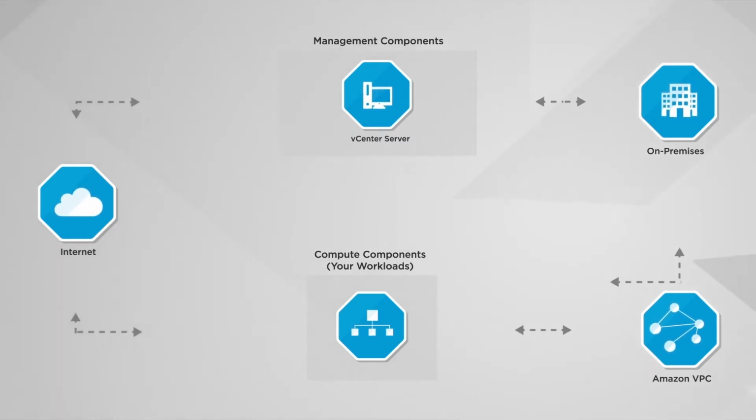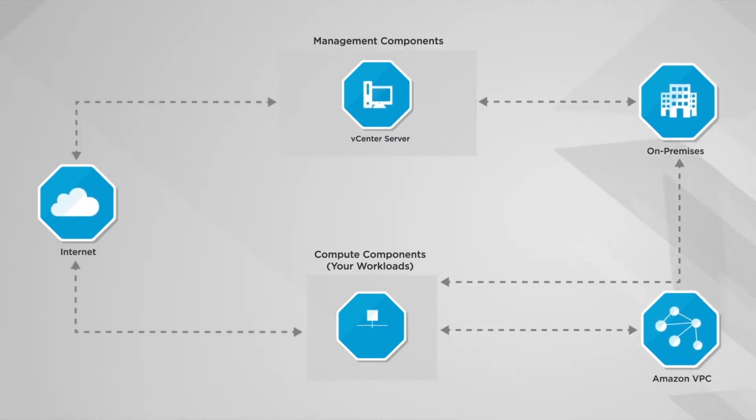To operate your new cloud SDDC, you need these components to communicate with one another. But how? It may seem daunting, but it's not. In this video, we'll help you understand the simple connectivity framework of VMware Cloud on AWS.